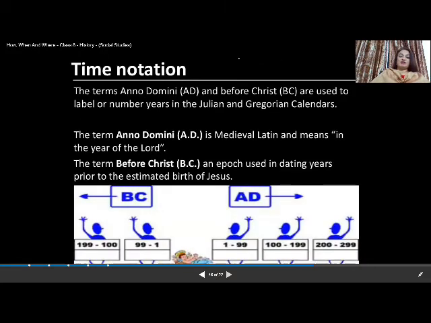So how is time notated? What is AD and BC? The terms Anno Domini, AD, and Before Christ, BC, are used to label numbered years in the Julian and Gregorian calendars.